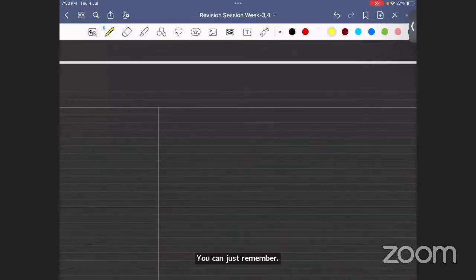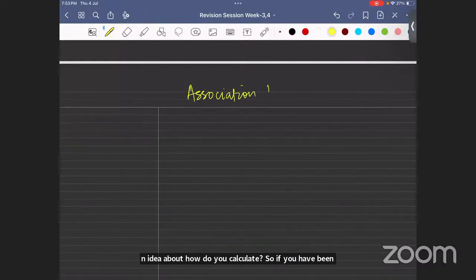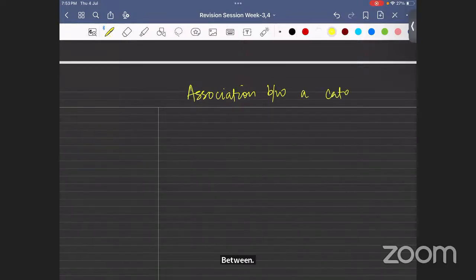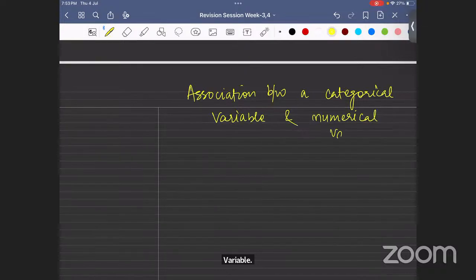So, I'll just give you an idea about how you calculate this. If you have been given data points and you have the association between a categorical variable and a numerical variable, there are some steps that you have to follow.